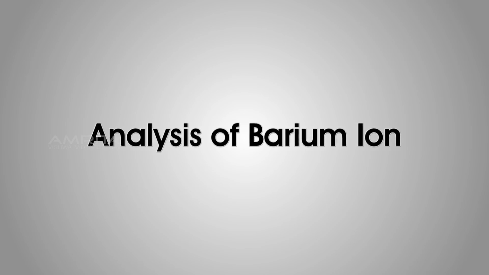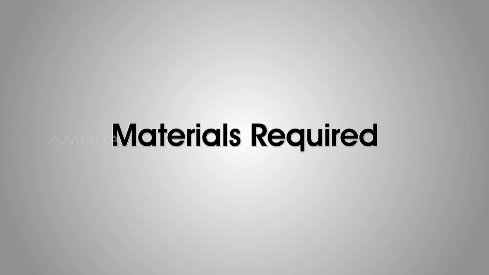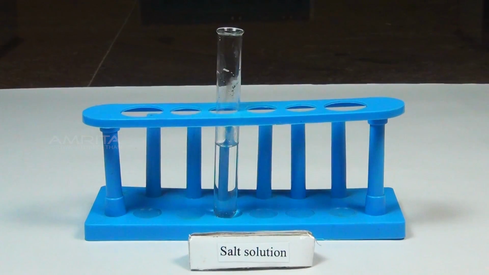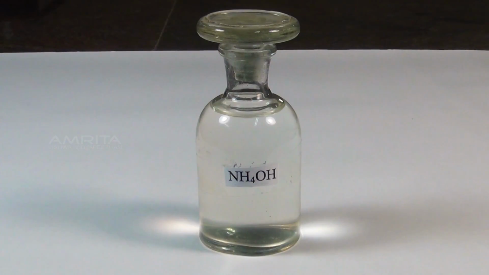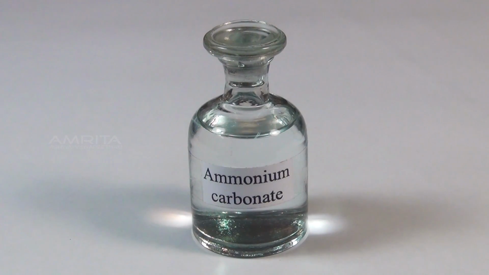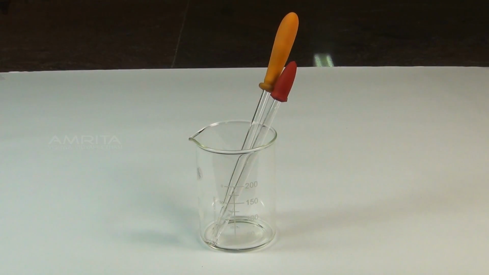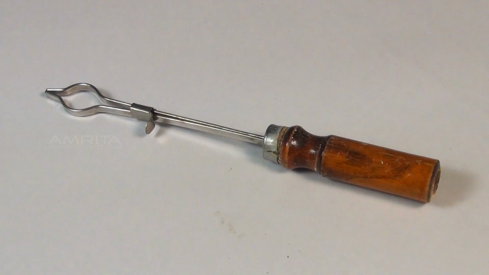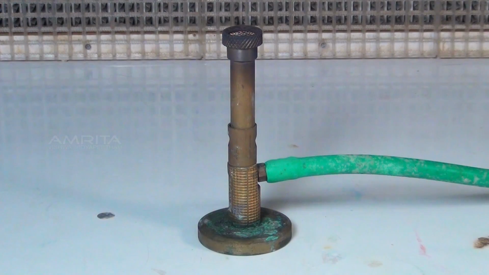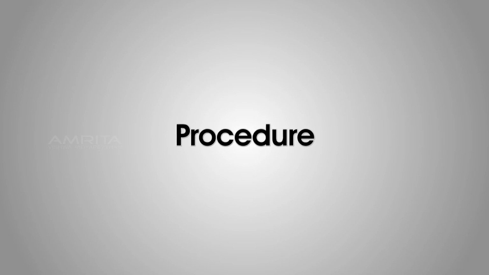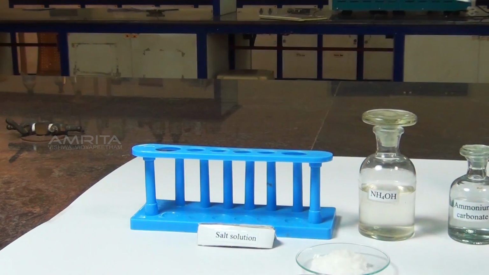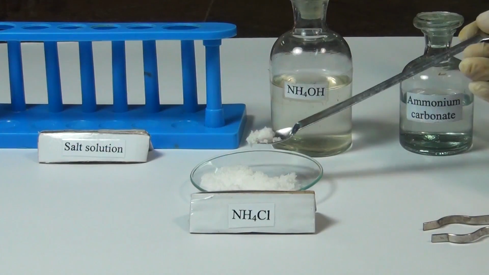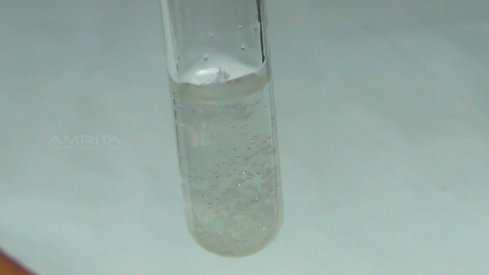Next, we look at the analysis of the barium ion. Materials required: salt solution in a test tube, ammonium chloride, ammonium hydroxide, ammonium carbonate solution, droppers, spatula, test tube holder, and Bunsen burner. Procedure: take a small quantity of salt solution in a test tube. To this, add a small amount of ammonium chloride using a spatula.